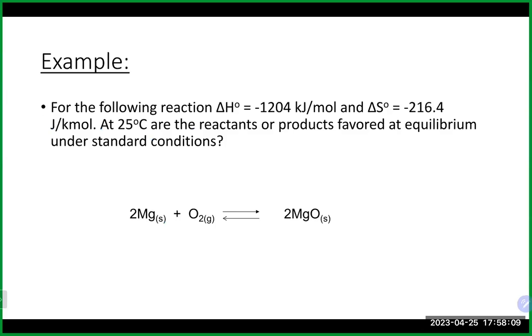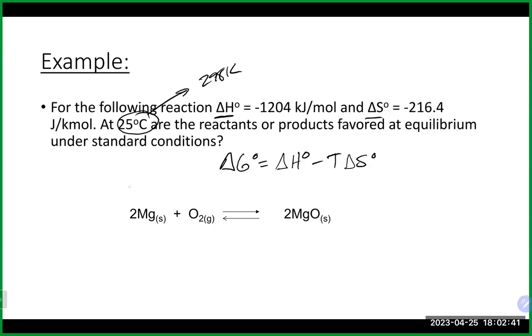All right, so why don't you give this one a go. For this reaction, delta H is minus 1204, delta S is minus 216 at 25 degrees. Are reactants or products favored at equilibrium? We have the delta H given to us, we have delta S given to us, so the same equation that we just used would be the most appropriate here. And once again, we have to convert that into Kelvin, so that's going to still be 298 in this case.